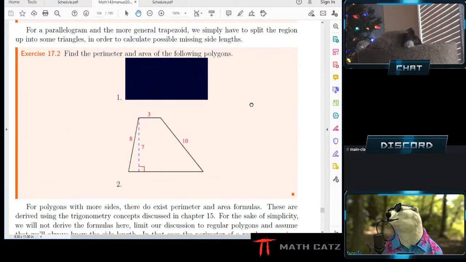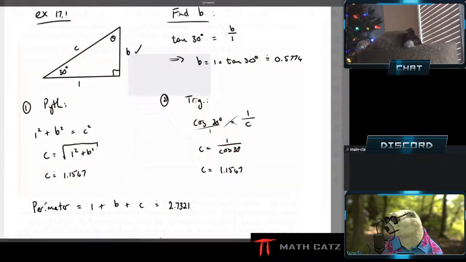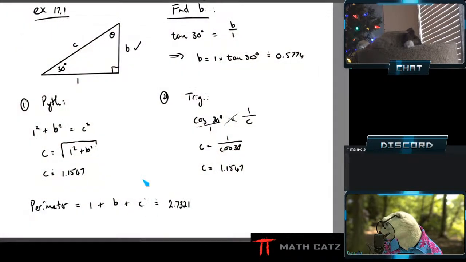So let's go to something maybe a touch more interesting. Now, I understand this one isn't showing in the book for some reason, but bear with me. I'll draw the shape for you in number 1, and number 2 we can see. So what's that number? 17.2.